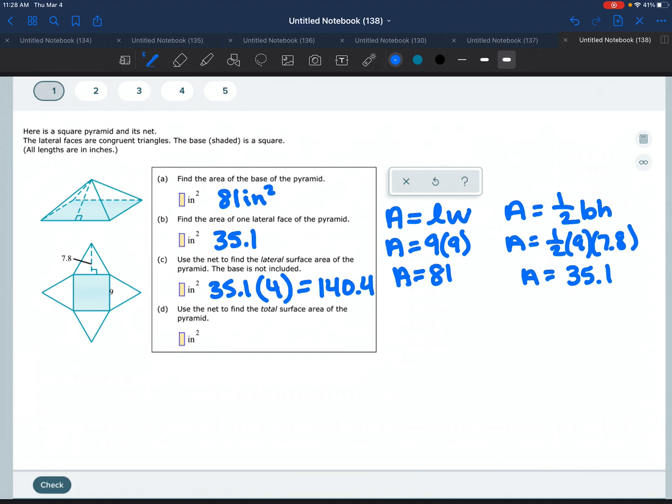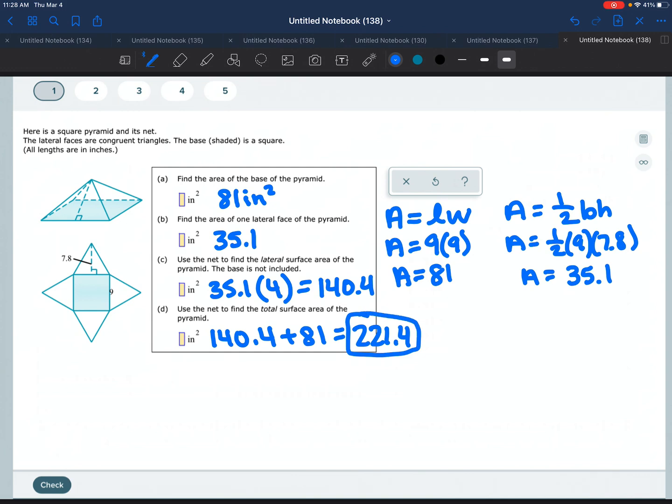Last step, use the net to find total surface area. Can anyone tell me what we could do? Noah? You do 140.4 plus 81. How did you know to add 81? Because it's asking for the whole area, and we already found the square and we found all 4 of the triangles. Very good. 221.4 inches squared, it already gives that to you.